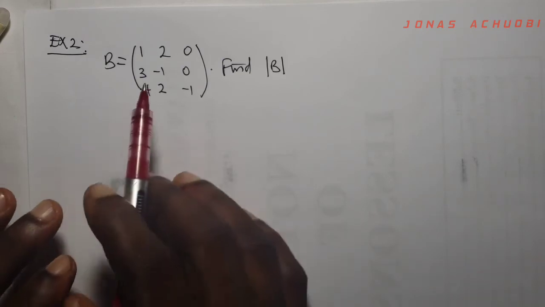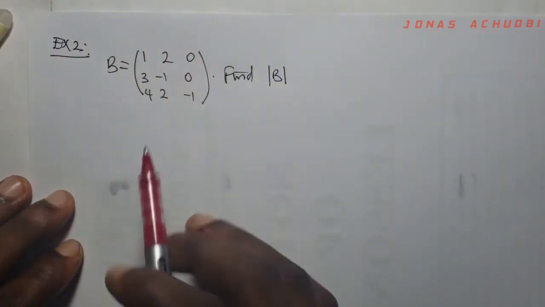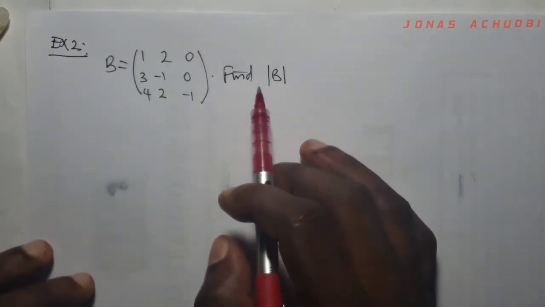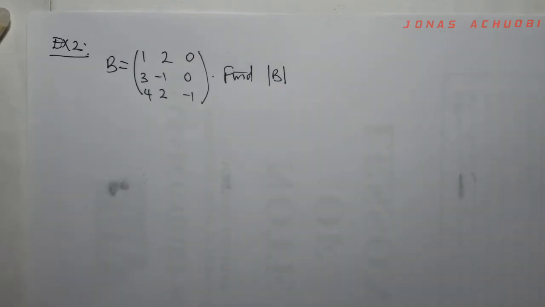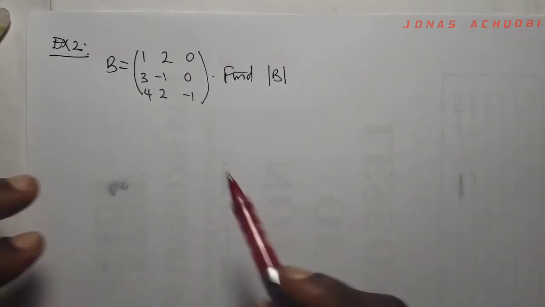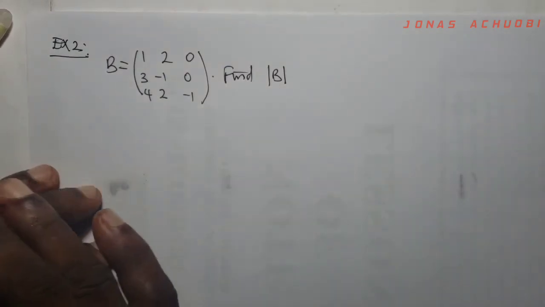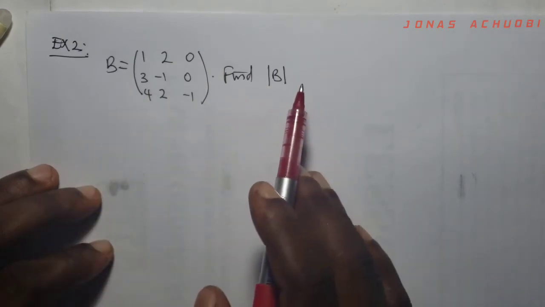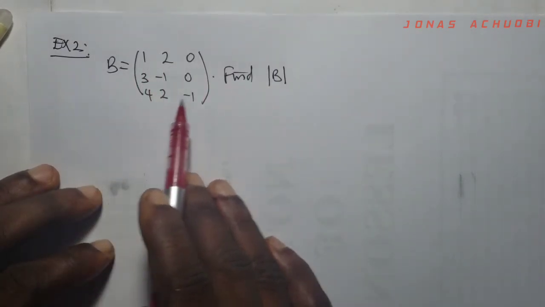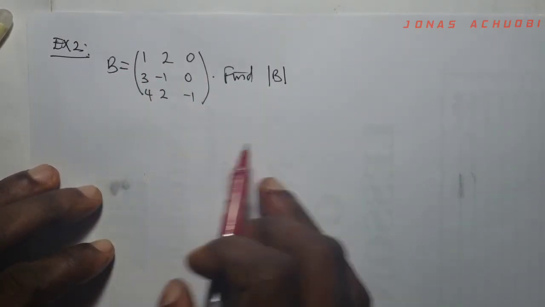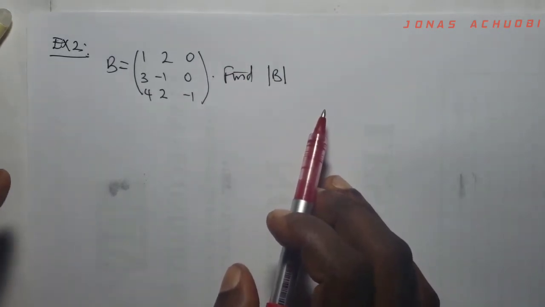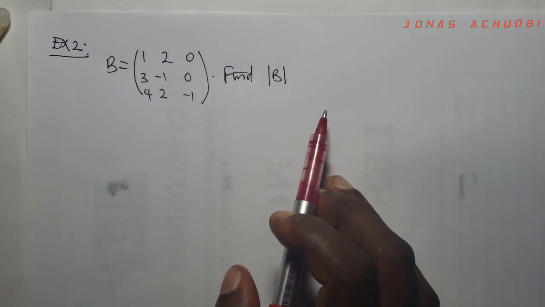So example 2, we have a matrix B, a 3 by 3 square matrix. We're asked to find the determinant of matrix B. Of course, it's possible to do that. But from what we have seen so far, you now know already that you can find this determinant using any row or column of your choice. You can do it using row 1, row 2, row 3, column 1, column 2, or column 3. However, from the previous example, you have seen that sometimes it's easier expanding using certain rows.